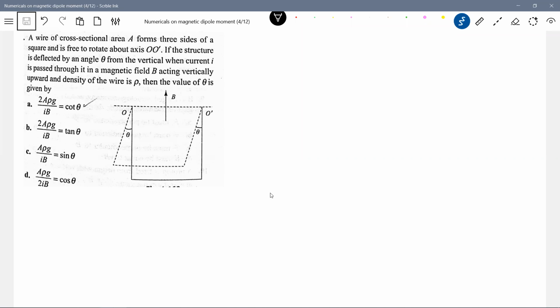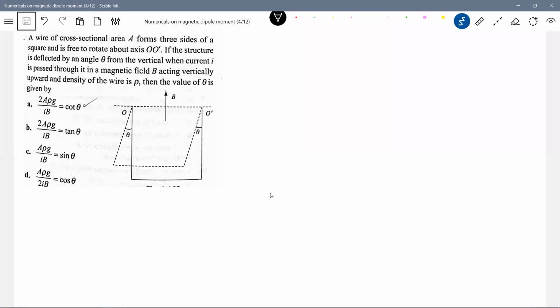Okay, we are here now. He's asking, a wire of cross-sectional area A forms three sides of a square and is free to rotate about axis OO dash. That wire is what you can see here. If the structure is deflected by an angle theta from the vertical when current I passes through it in a magnetic field acting vertically, and the density of the wire is rho, the value of theta is given by, it's going to be in equilibrium.